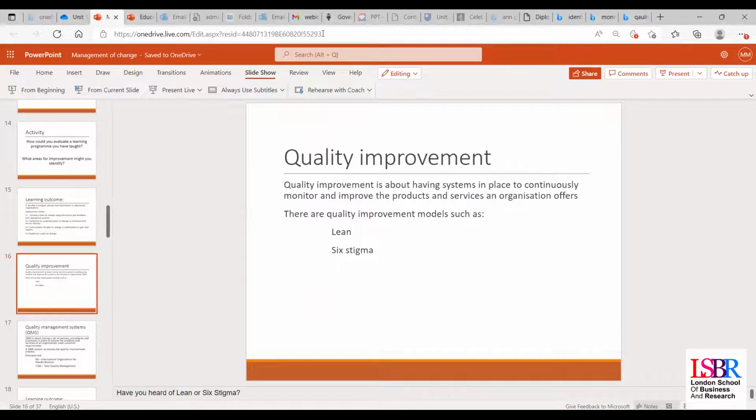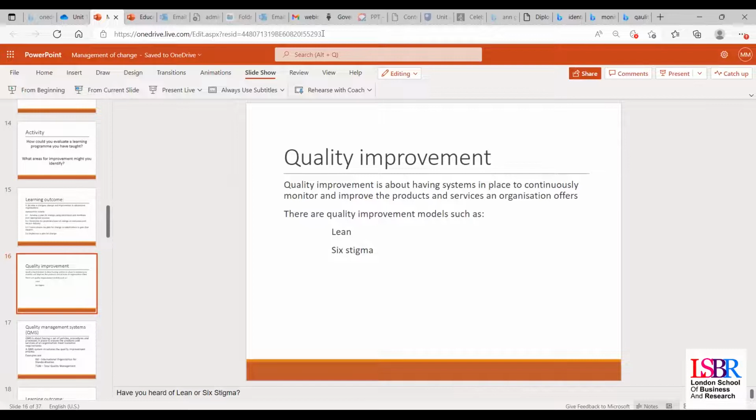So then we move on to how we're going to implement that change, what we're going to do to make that change, to make things better in your institution. So quality improvement is about having systems in place to continuously monitor and improve the products and services an organization offers. And there's two main quality improvement models, and they're known as Lean and Six Sigma.